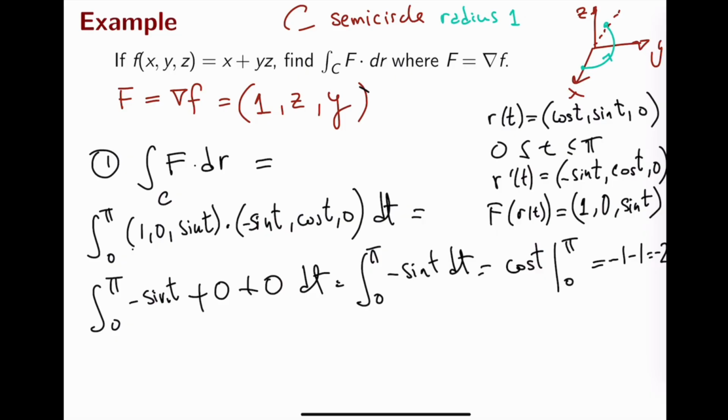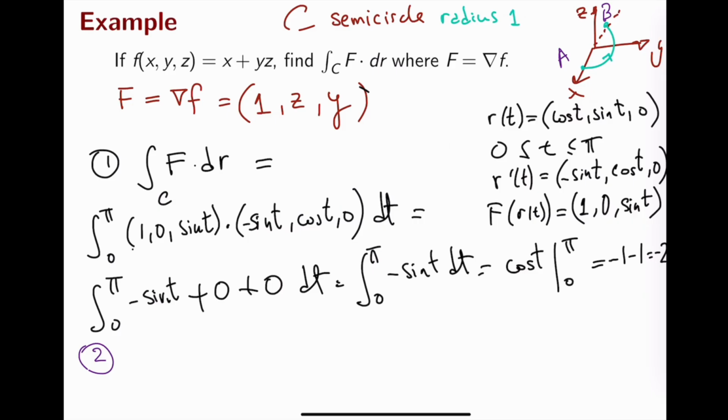Okay, so let's now calculate the same thing by the second method, the method that this theorem provides. The second method says that all we need to know is the potential, I mean, the function that this vector field is the gradient of. In this case, the function is given here. So we don't need any parametrization of the curve. The only thing we need to know is where the curve starts and where the curve finishes.